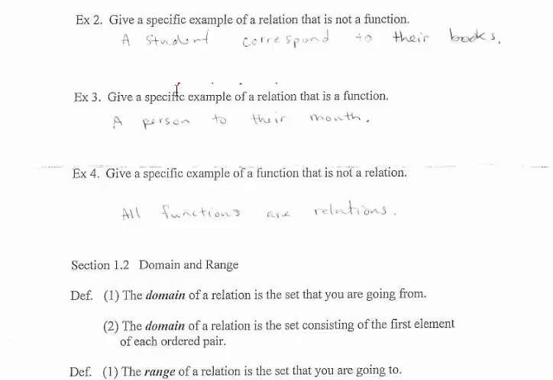Okay, so on the next page, 2, 3, and 4 were asked to make up our own examples of what would be and wouldn't be a function. 2 says, give a specific example of a relation that is not a function. I simply wrote out a rule that says students correspond to their books. Some students may only have one book, but it only takes one student to have more than one book, and that relation is not a function.